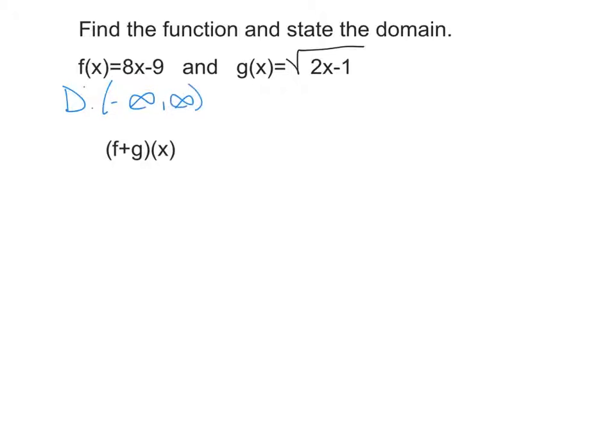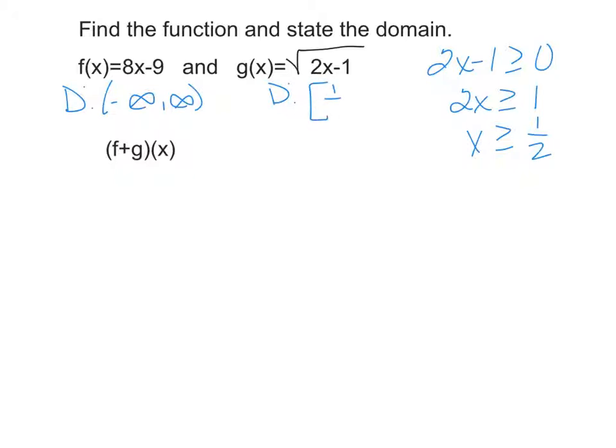However, for that g of x function, take a look. Because I have a radical, I'm going to have to determine when is 2x minus 1 greater than or equal to 0, because that's the smallest number before I get a negative. And then solve it. Add 1 to both sides and you get 2x is greater than or equal to 1. Divide by 2 and x is greater than or equal to 1/2. So you can express that domain from 1/2 to infinity.